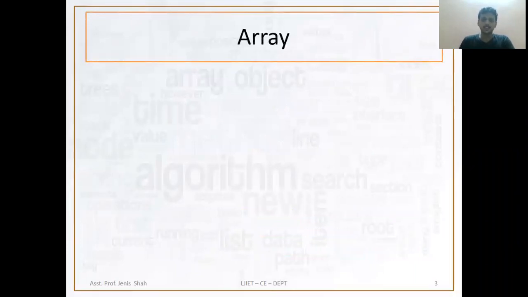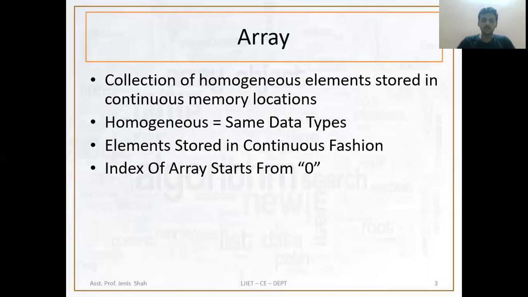Now, array. I think I have already told you about array in my very first lecture. So students, can you tell me what is array? Okay, array is a collection of homogeneous elements. Homogeneous means elements with same data type. Okay, so here it is, collection of homogeneous elements stored in a continuous memory location is known as array.